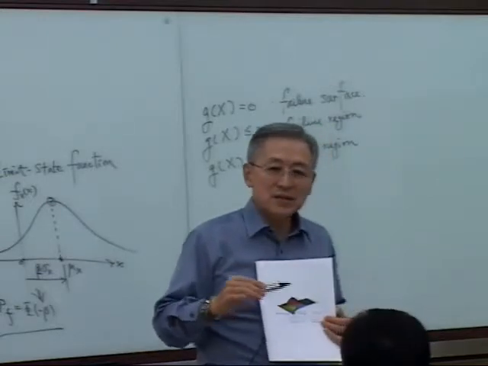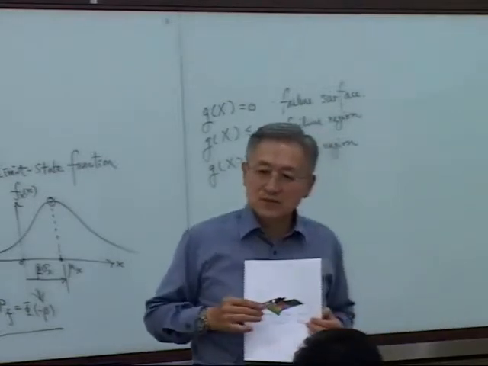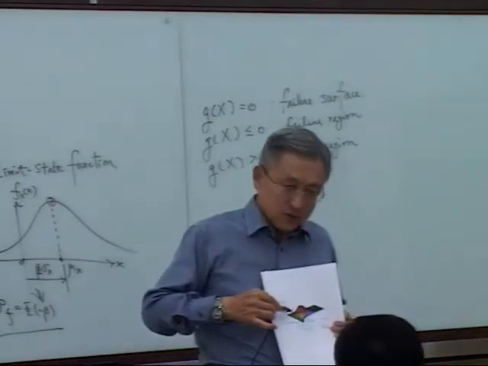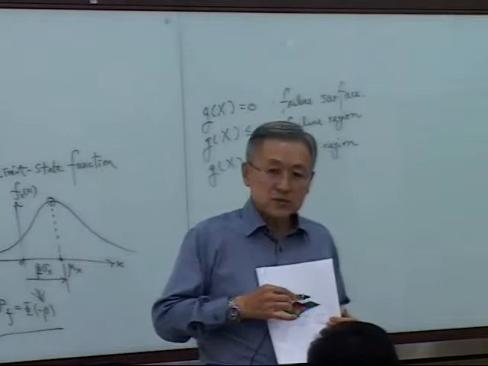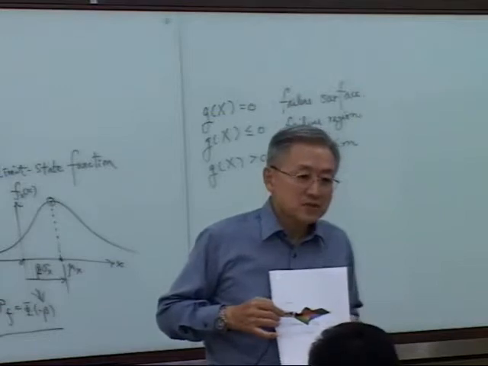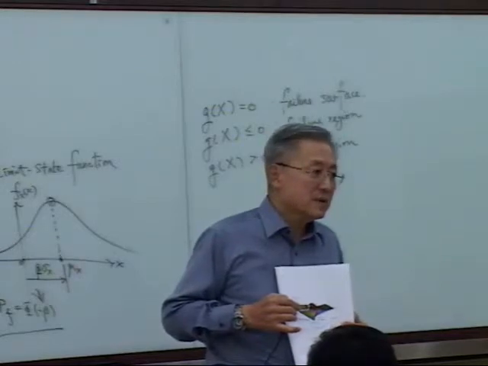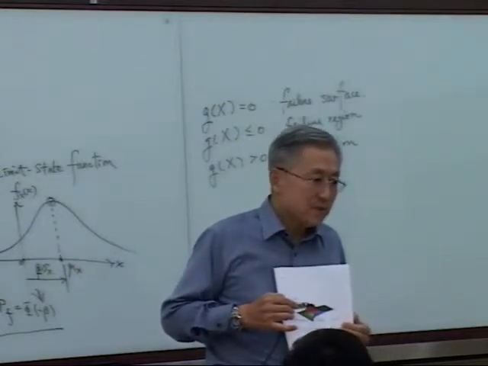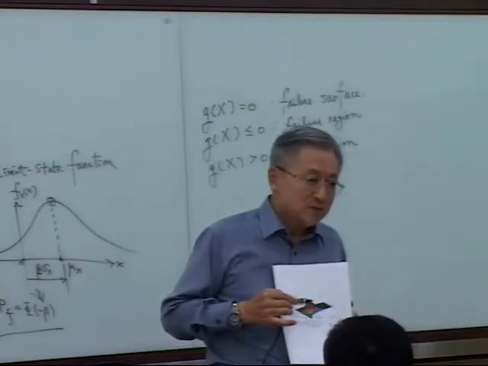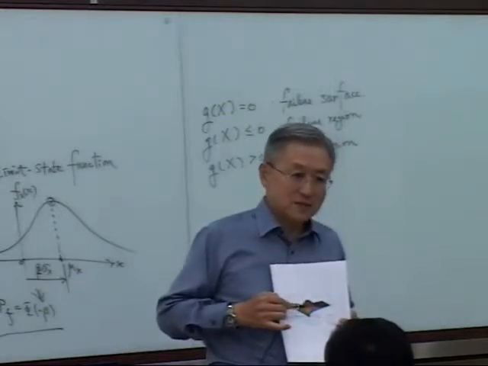G less than or equal to 0. Equal to 0 means including the surface, right? And if it's all this volume shown here, this is the probability of what? If you do the computation for the volume, what do you call that? Probability of survival, right? Or it's called the reliability, right? All this volume is reliability.